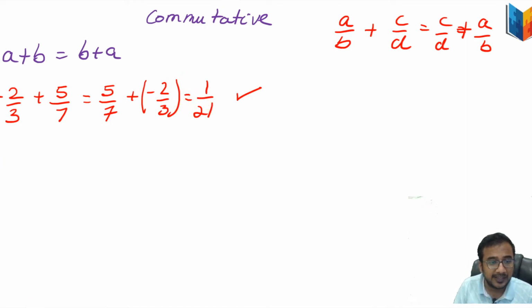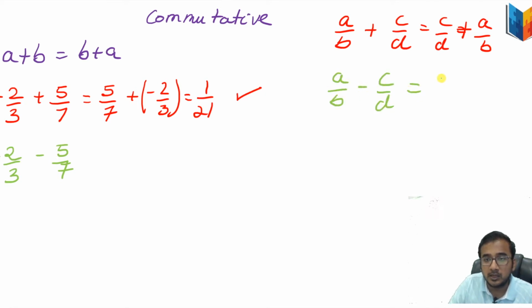Now if I take the same example, just I will change the sign, what will happen? Let us change a little bit. So 2 by 3 minus 5 by 7. Suppose this is the form, and the form says that a by b minus c by d should be equal to c by d minus a by b. So let us see whether it is possible or not.